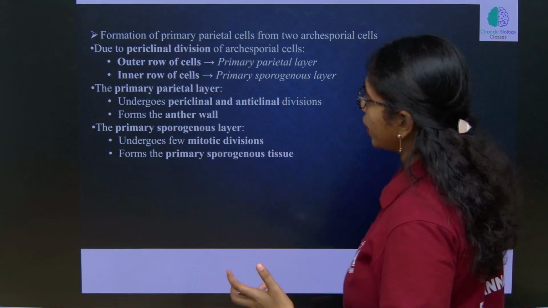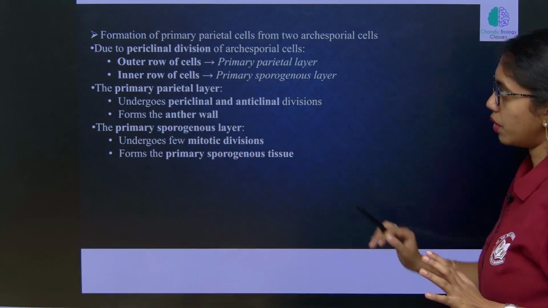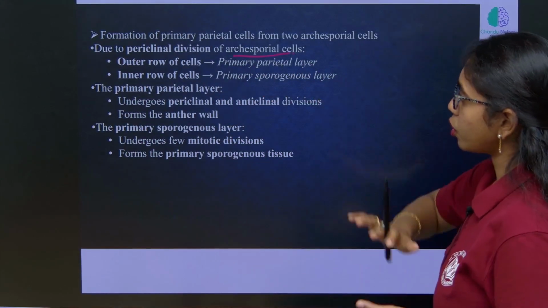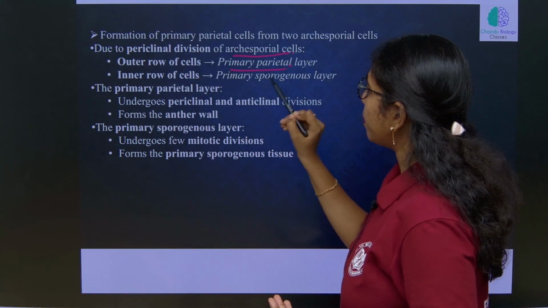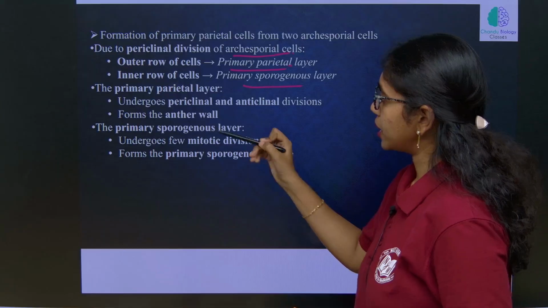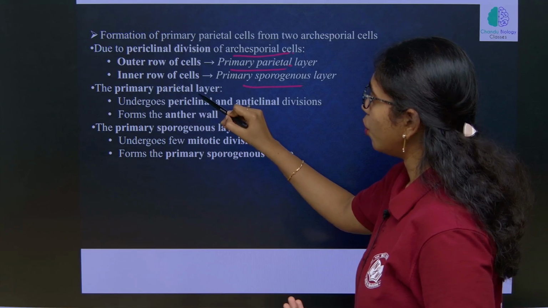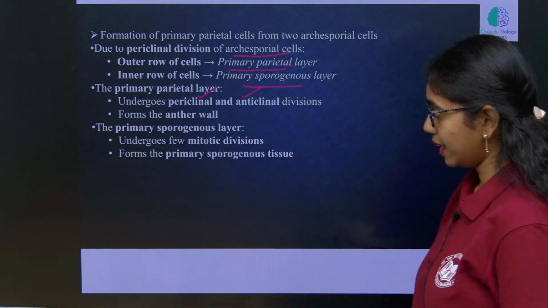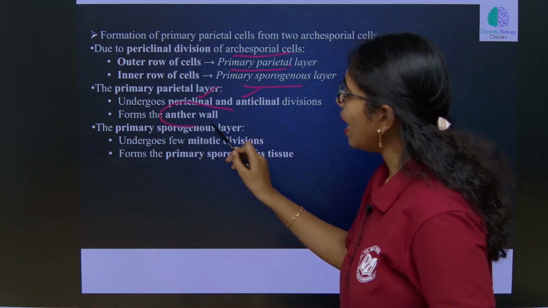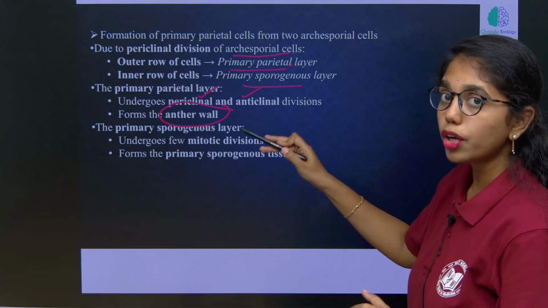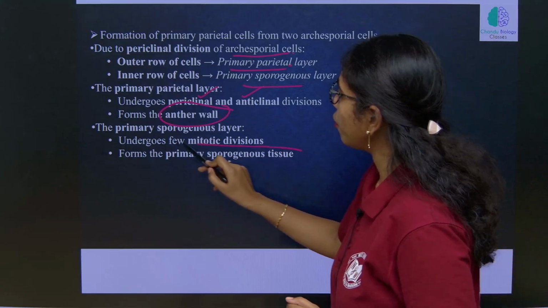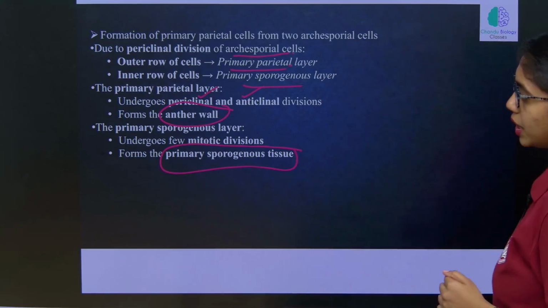Whatever divisions we have observed, periclinal divisions of archesporial cells will form the outer primary parietal and inner primary sporogenous cells. Primary parietal cells will undergo both periclinal and anticlinal divisions and they will form the anther wall. Primary sporogenous tissue will undergo a few mitotic divisions and form sporogenous tissue.